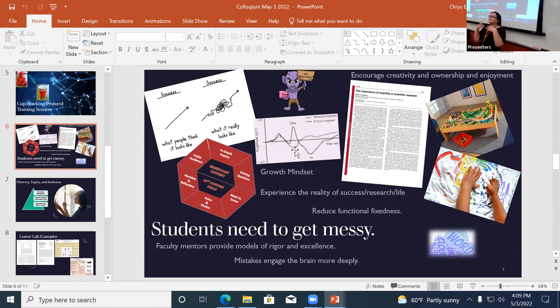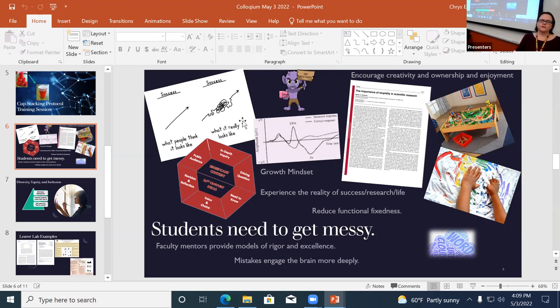Your frontal lobes come online a little bit more while you are making a mistake, right? So it shouldn't always be negative things. We're paying more attention, our brain's getting more engaged when we are making these mistakes.